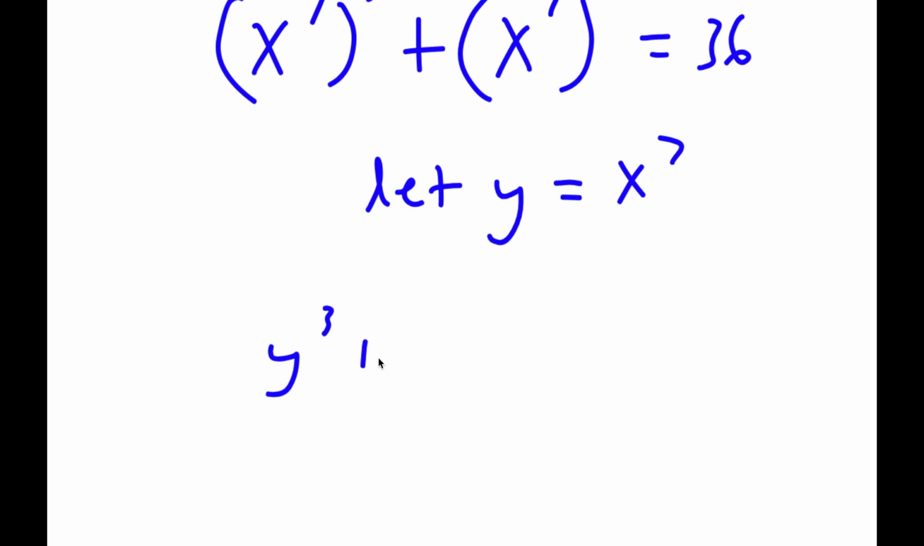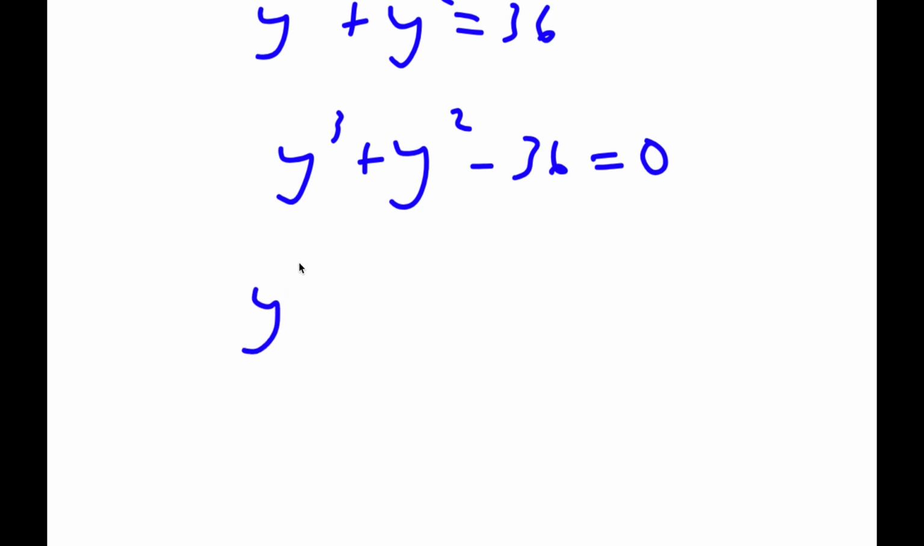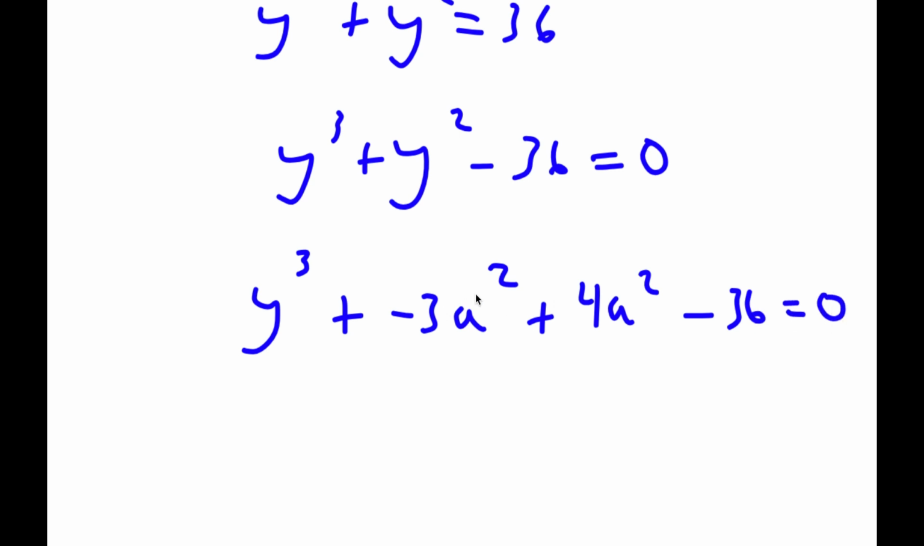So now I have y to the power of 3 plus y to the power of 2 is equal to 36. Now if I subtract 36 on both sides, I get y to the power of 3 plus y to the power of 2 minus 36 is equal to 0. So now to solve this, I'm going to write this as y to the power of 3 plus negative 3y squared plus 4y squared minus 36 is equal to 0. So all I did was I simply rewrote y squared as negative 3y squared plus 4y squared.